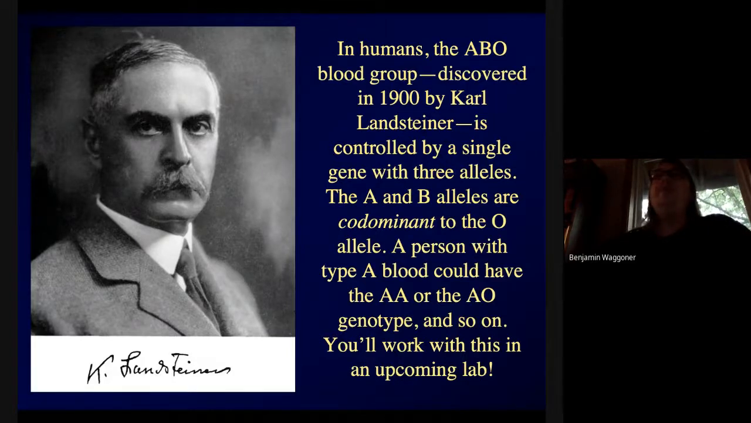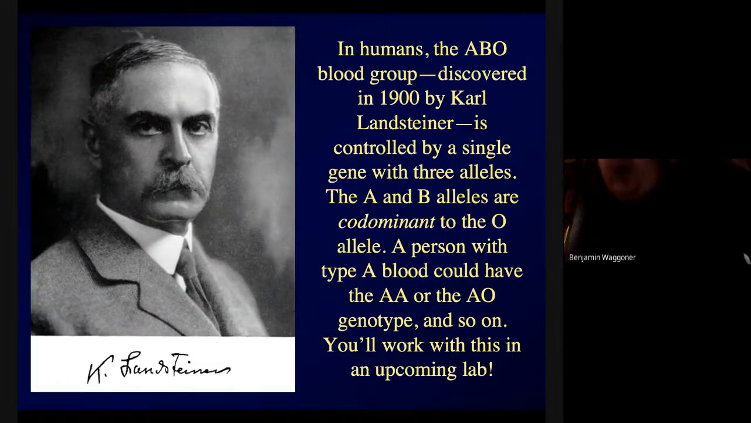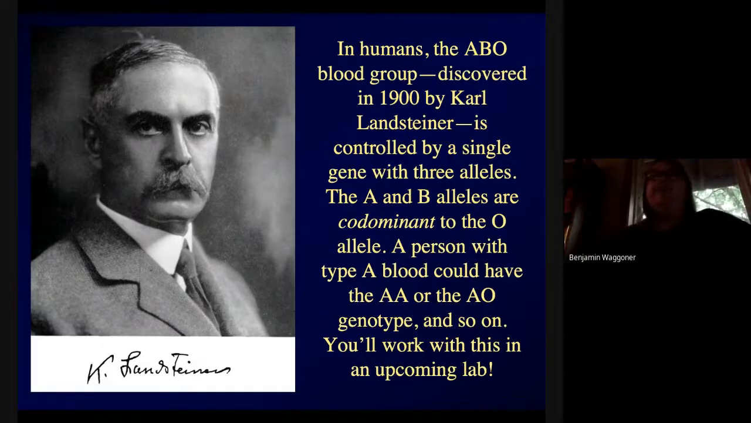ABO is probably the best known. You probably also know about the RH blood group, how you can be RH positive or RH negative. There's actually others that aren't usually that crucial for medicine, except when you're doing organ transplants or something like that. But the ABO blood group is controlled by a single gene with 3 alleles.